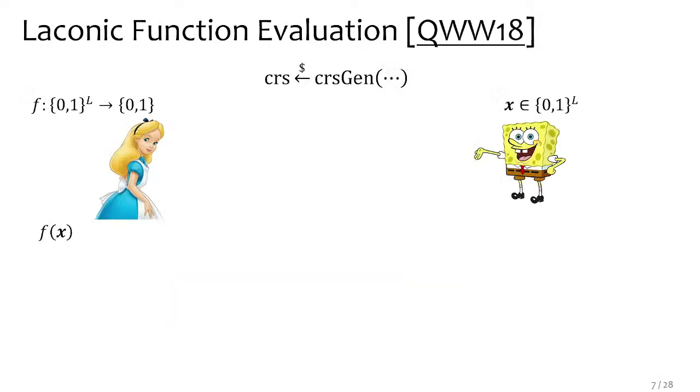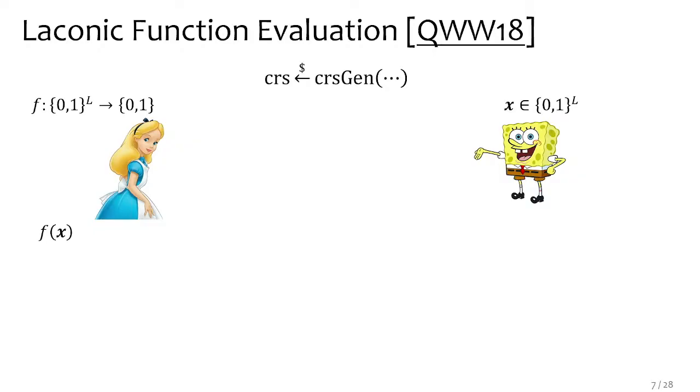Okay, so let me introduce the notion of laconic function evaluation. In laconic function evaluation, there are two parties, Alice and Bob. Alice holds a function, and Bob holds an input. Here you should think of the function as a very complex function. Its description is very long, and the input is not so long. The goal is for Alice to retrieve the function applied on the input, so f of x.